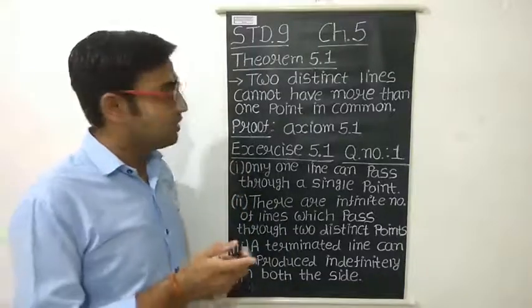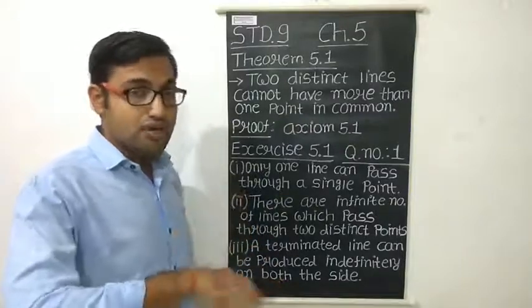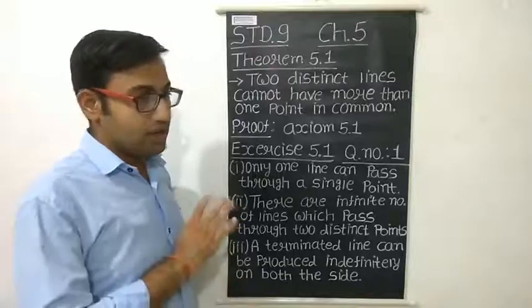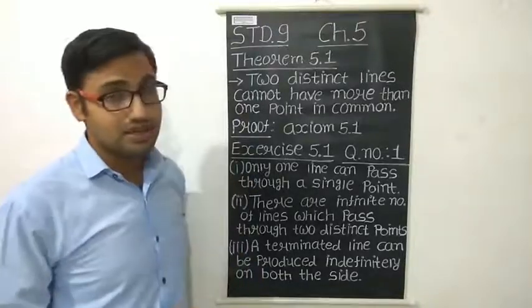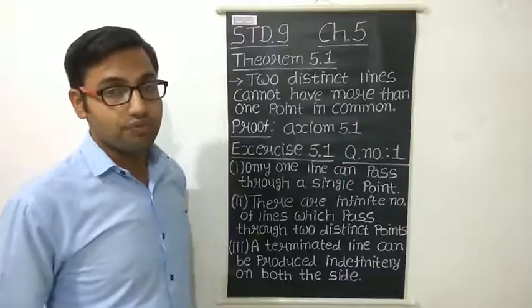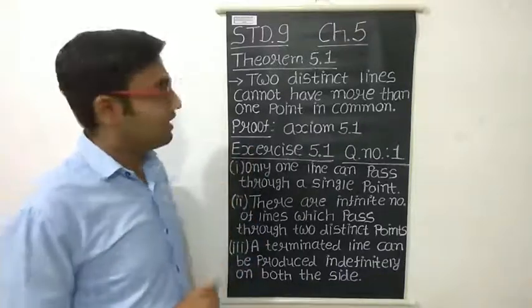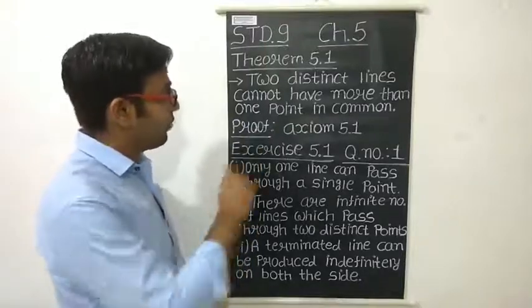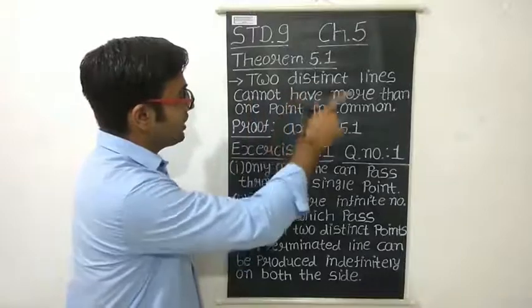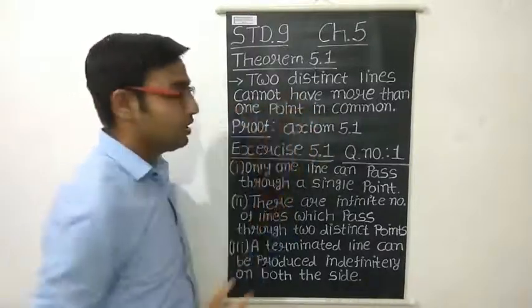So what is the difference between the axiom, postulate and the theorem? Axioms and postulates are universal truths. They do not need to be proved, while theorems are statements that need to be proved. Right? So what is the first theorem given by Euclid that we have to study in this chapter? The very first theorem, 5.1, is: two distinct lines cannot have more than one point in common.